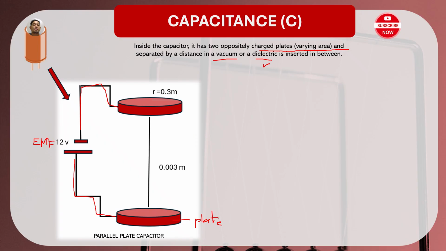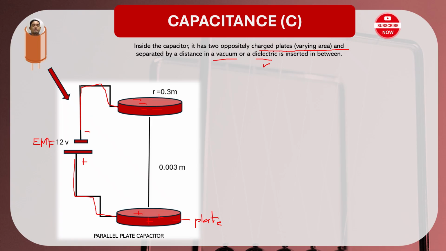The plate connected to the negative terminal of the battery will have a lot of negative charges, making it a negatively charged plate of the capacitor. And this is the positive side of our battery. The plate connected to the positive will have many positive charges, making it a positively charged plate. So they are oppositely charged and they have a distance in between them.